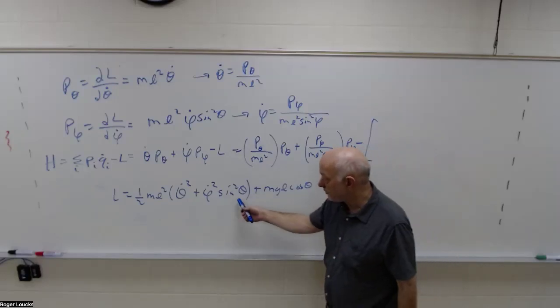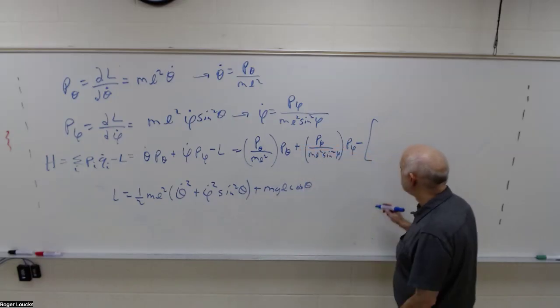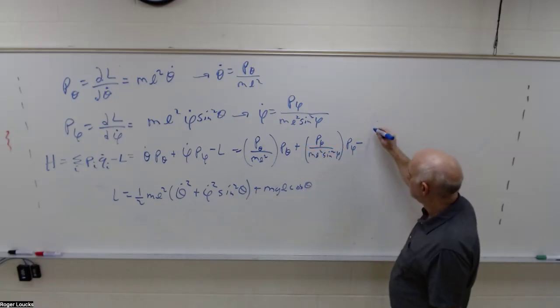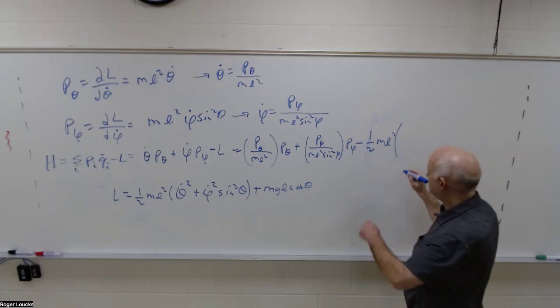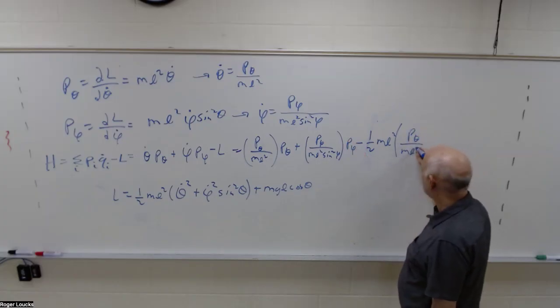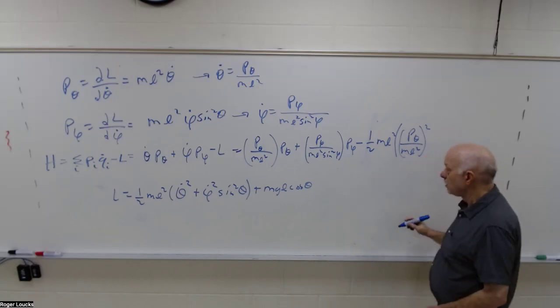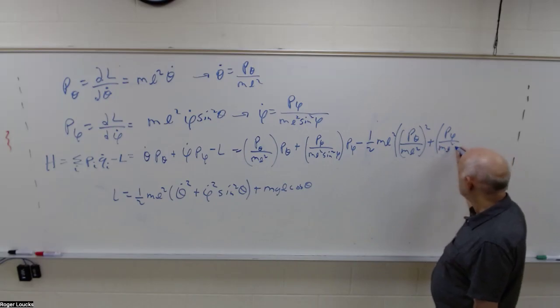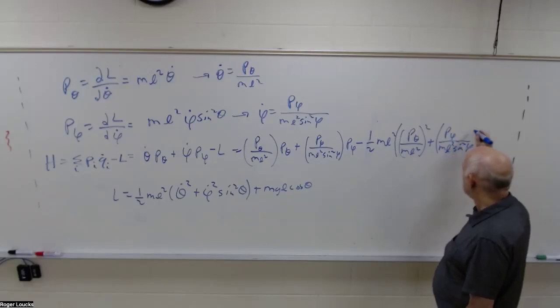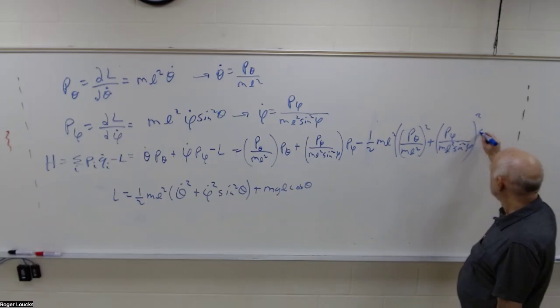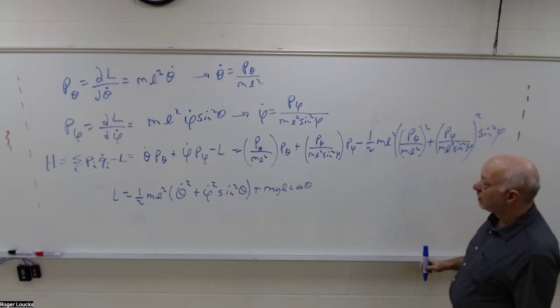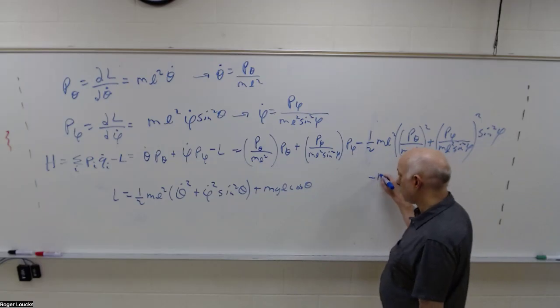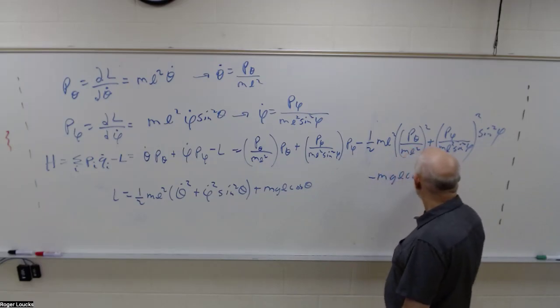My Lagrangian is this, but I have to get rid of my theta dots and phi dots here. This is going to become 1/2 m l squared. My theta dot is up here, this is my p theta over m l squared, plus my phi dot, which is p phi over m l squared sine squared theta, squared, times sine squared theta. And then minus the term here, my minus mgl goes into that.